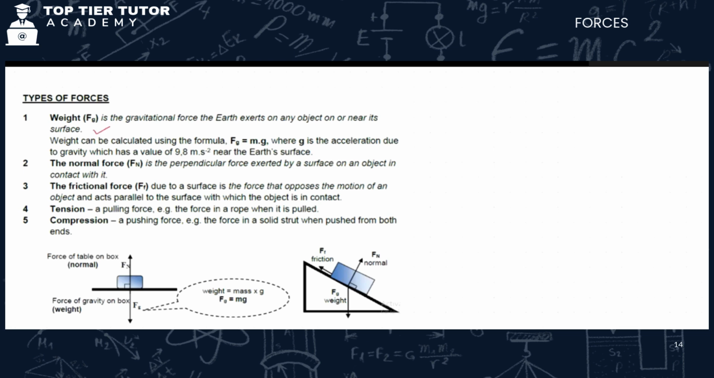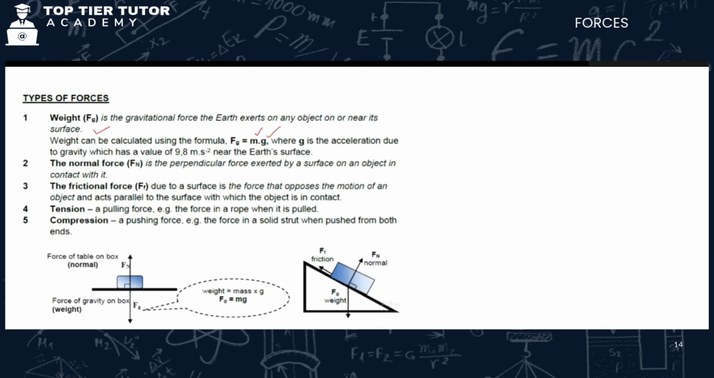So basically all your diagrams must have weight, all of them. They say that weight is F equals m multiplied by g, where m is the mass and g is the acceleration due to gravity, and has a value of 9.8. Just check your formulation. Sometimes they say 9.81.